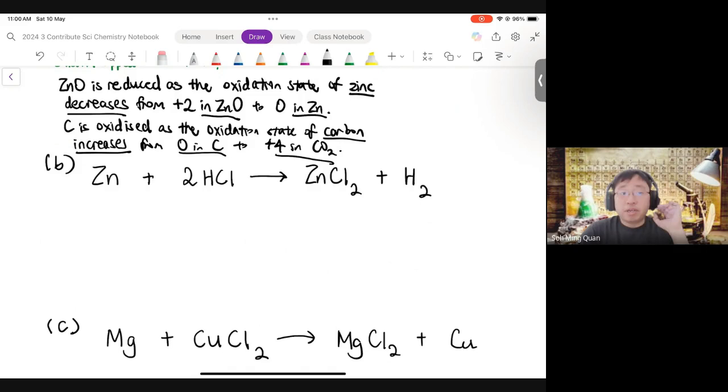Okay, maybe we take 2 more minutes to finish up B and C. For B, like I said, if you started with the metals' oxidation state, you will probably finish it much faster. Same with C. For part C, there are two metals there. So if you work their oxidation states out, you would be able to finish it much more quickly as well. Okay?